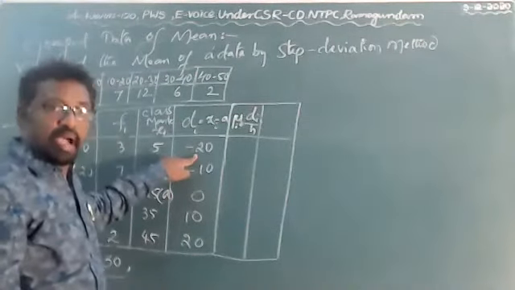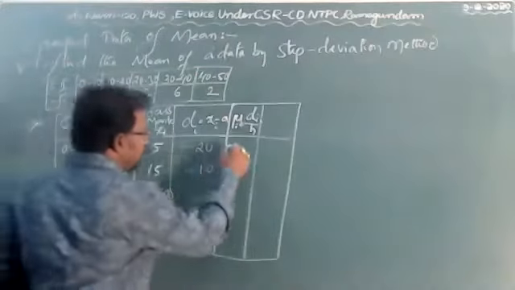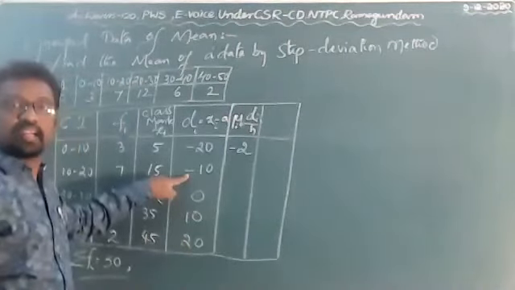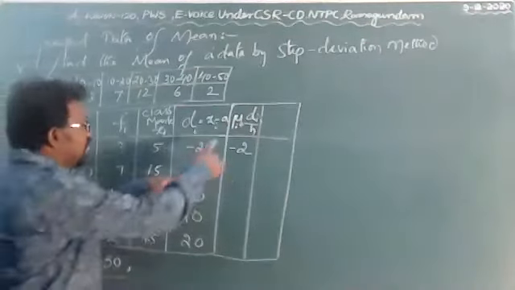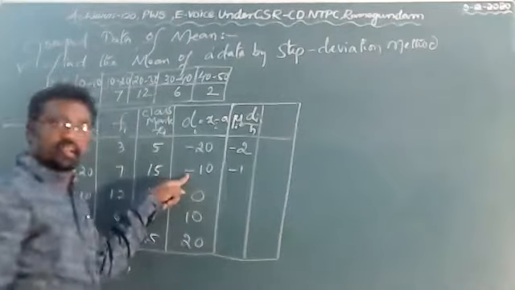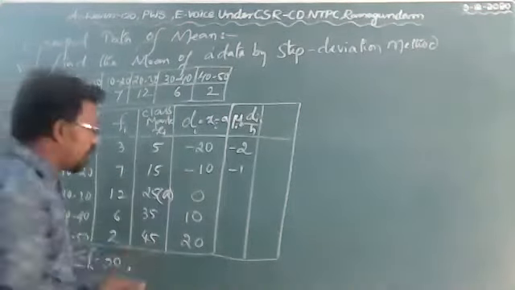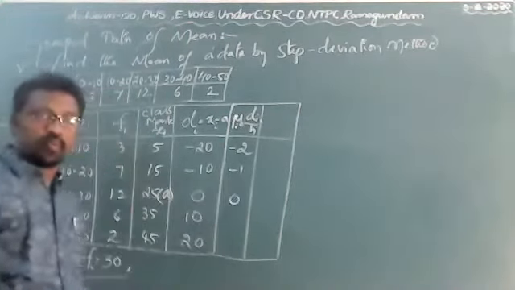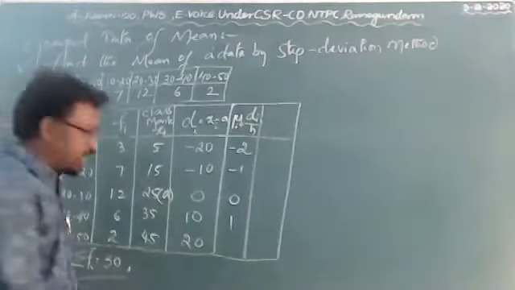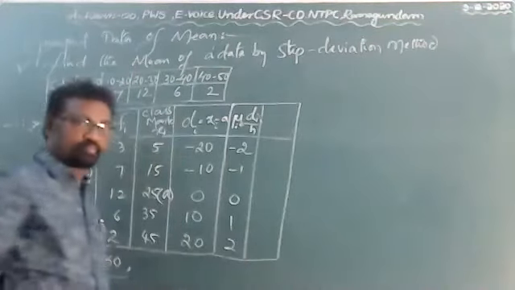That means minus 20 by 10 is minus 2. Minus 10 by 10, h is 10, so minus 10 by 10 is minus 1. 0 by 10 is 0. 10 by 10 is 1. 20 by 10 is 2.